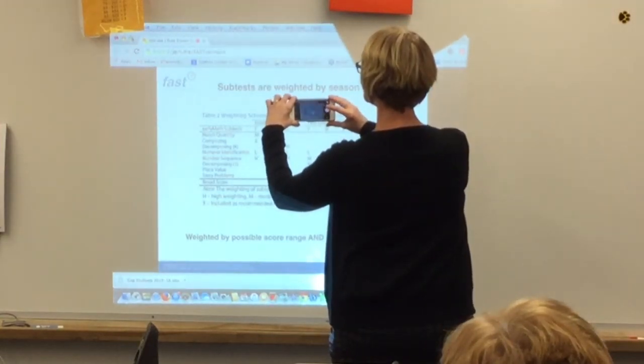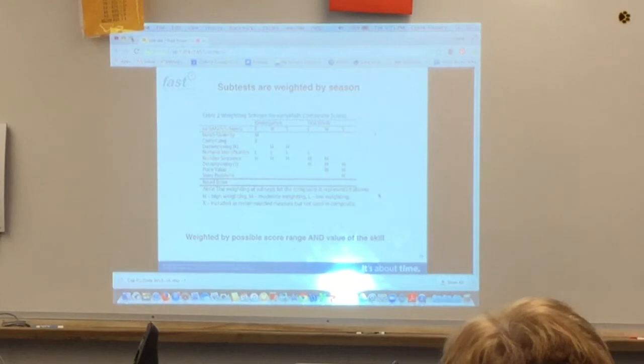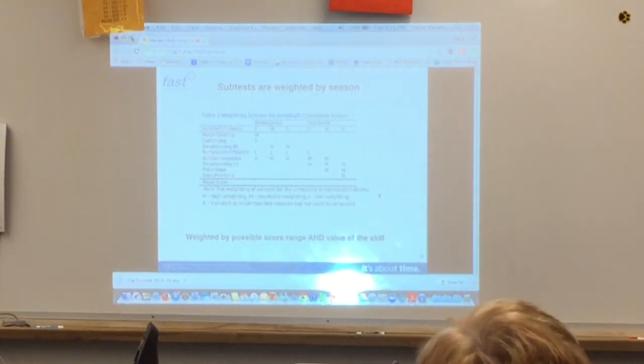The thing is that they really are looking at two things. At first, I thought it was just the value of the skill in terms of its contribution to developing the general outcome measure by the end of the year. And that's part of it. But the other one is also the possible score range, because I think I mentioned before that some of these subtests have very limited score ranges, and apparently that enters into it as well.